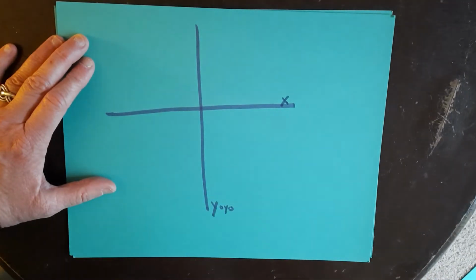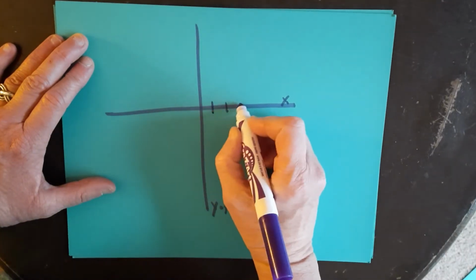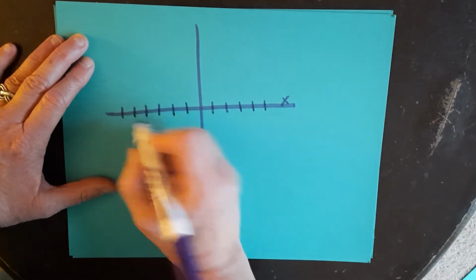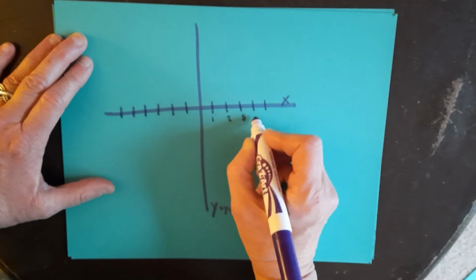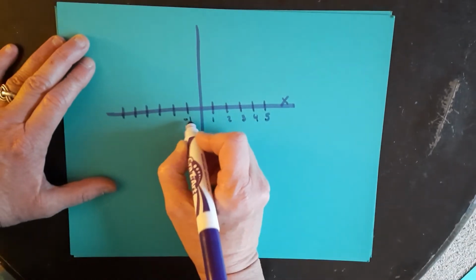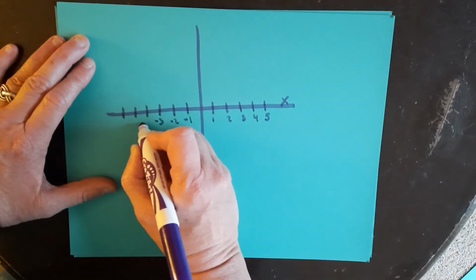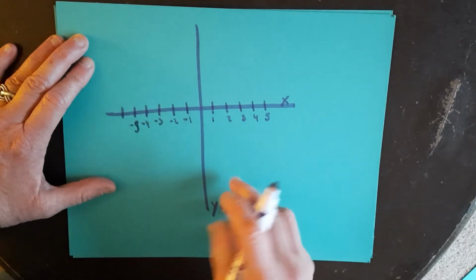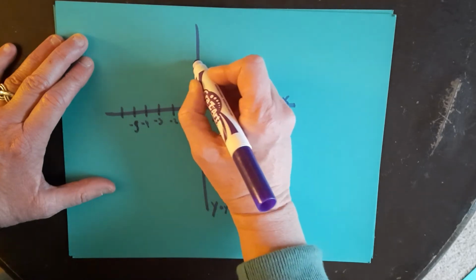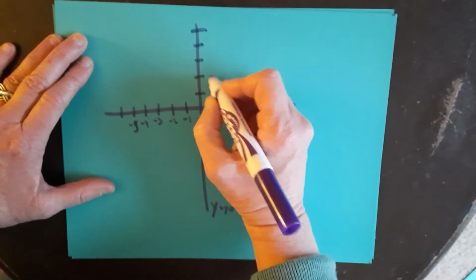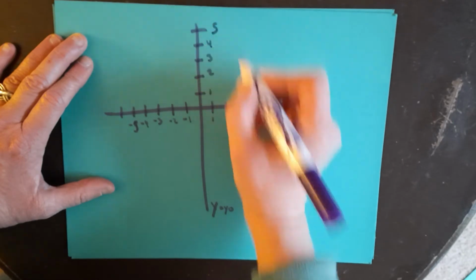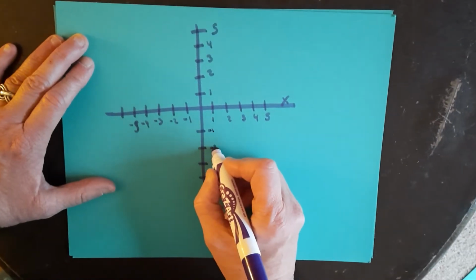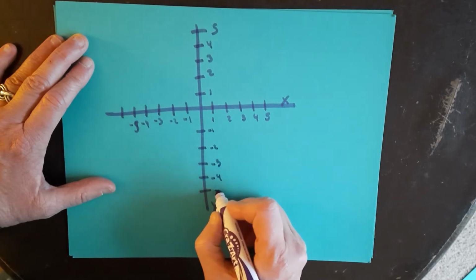So when we want, let's put some numbers in there first. So we're going to add some numbers on this side. And this would be the negative numbers. So this would be 1, 2, 3, 4, and 5. And this would be negative 1, negative 2, negative 3, negative 4, negative 5. And then we'll do that on the y-axis. And we'll label those 1, 2, 3, 4, 5. And we'll put some negative ones on here as well. Negative 1, negative 2, negative 3, negative 4, negative 5.